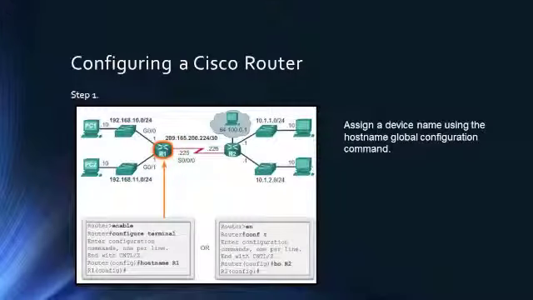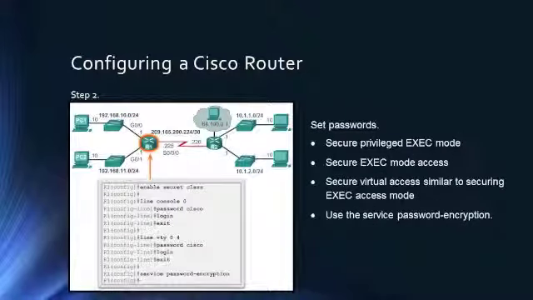Switches and routers have identical initial configuration steps when implementing them in a network. The steps that should be completed are: Step 1. Assign a device name using the hostname global configuration command. Step 2. Set passwords. Secure privileged exec mode. Secure exec mode access. Secure virtual access similar to securing exec access mode. And finally, use the service password encryption.